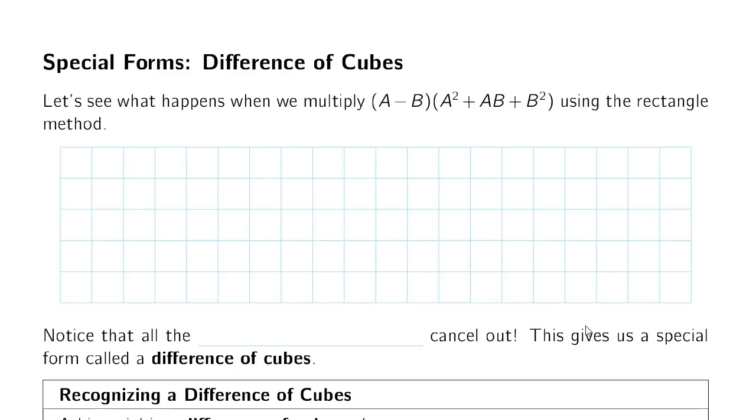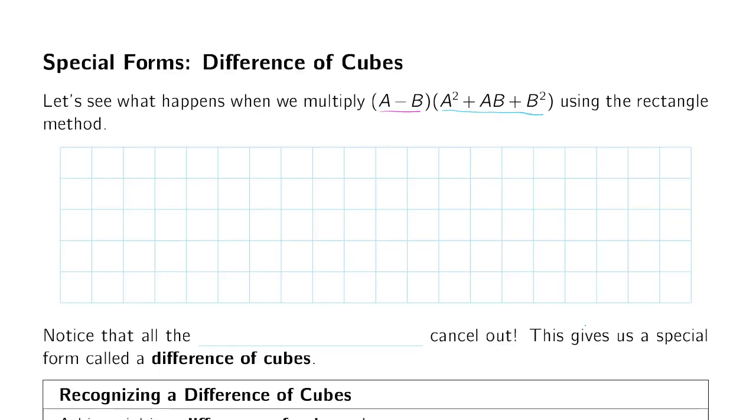Let's take a look at this peculiar product. We have a minus b times a squared plus ab plus b squared. And notice that the second polynomial is kind of the simplest thing that can be homogeneous quadratic in two variables, right? We just have every possible product of a and b, all with coefficient 1.